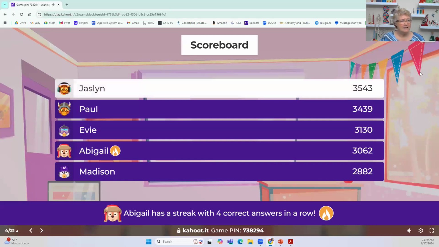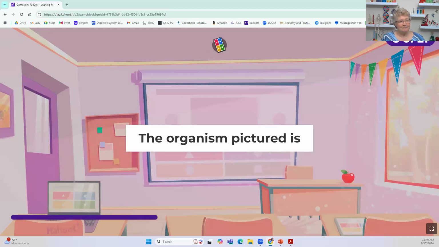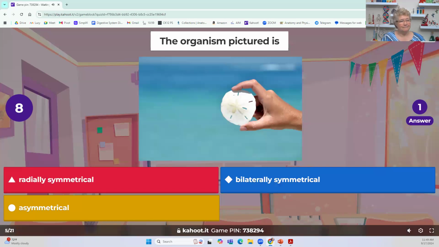All right, moving on from symmetry. Let's see, Jaslyn is in the lead. Paul and Evie not far behind. Question 5. I guess we're not moving on from symmetry. I forgot about this one.